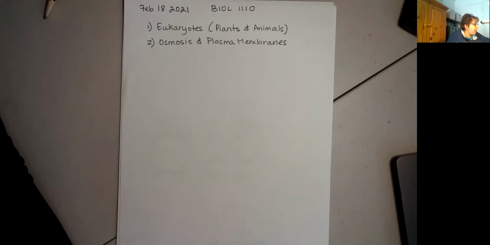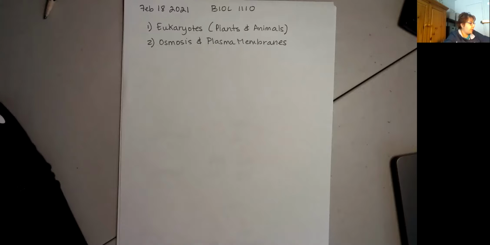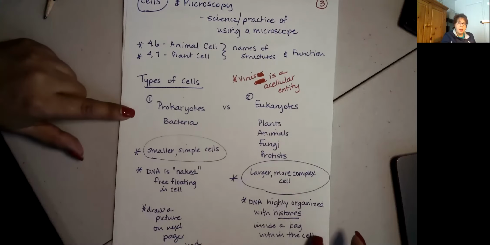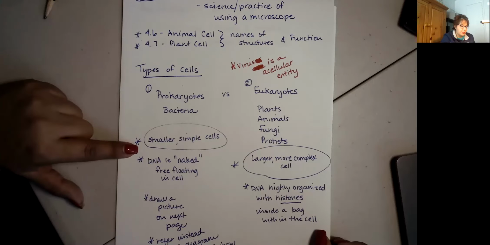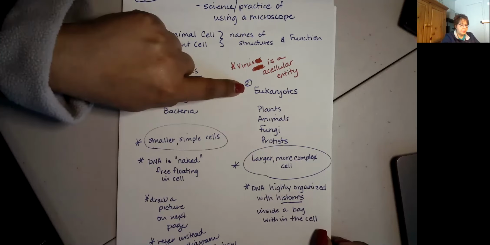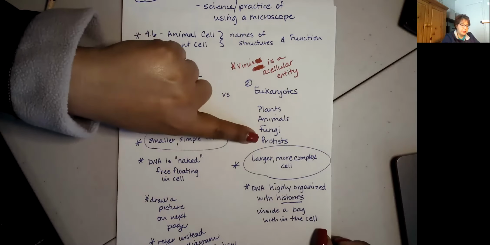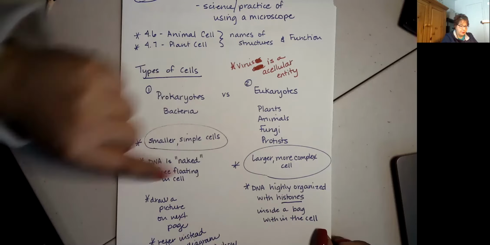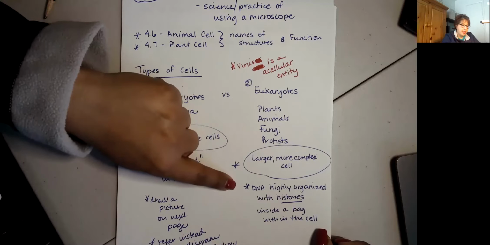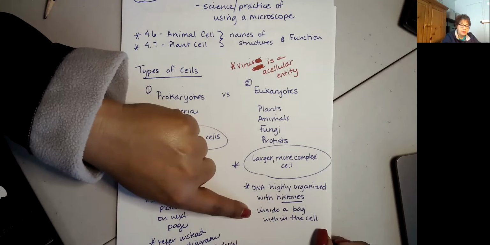So last time, when we talked about the difference between prokaryotes and eukaryotes in general, and this is from our notes from last time, we said that prokaryotes are all bacteria and that they are smaller, simple cells, whereas eukaryotes can be plants, animals, fungi, or protists, but they are larger and more complex. And their DNA is different. Their DNA has these things called histones associated with it, and their DNA is also located inside of a bag within the cell.